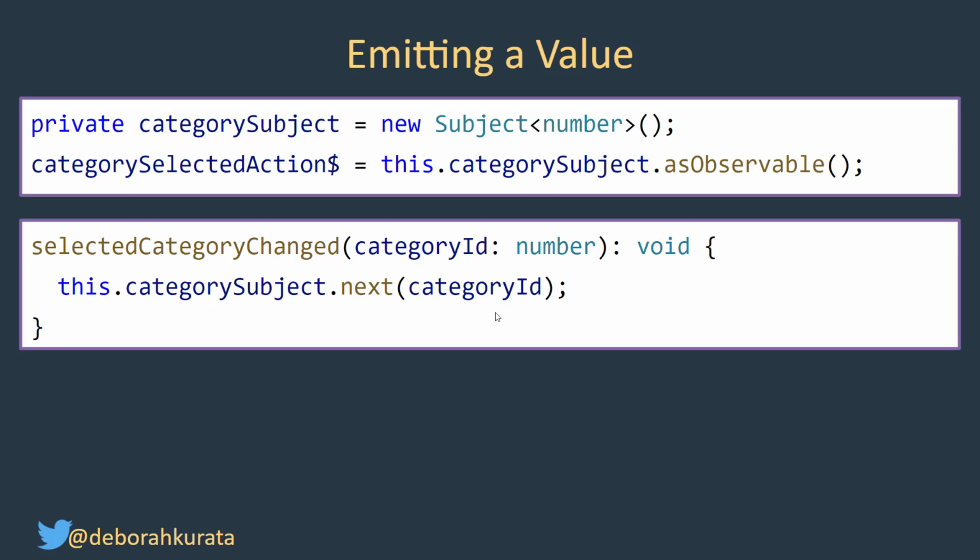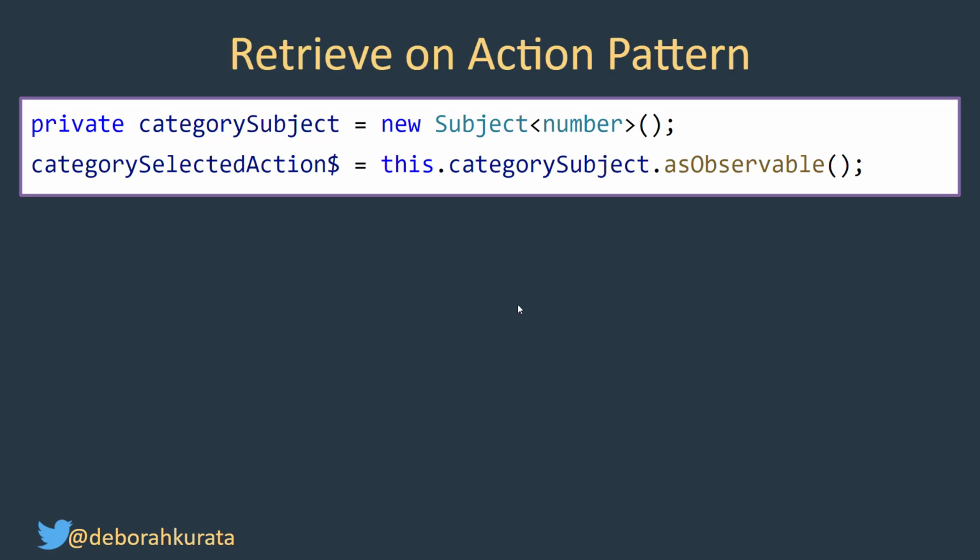So here we're nexting in this category. So what we would do is when the user makes a change in the UI, the component would call selected category changed, passing in that category ID. Next would emit that into the stream, and then category selected action would emit it to anyone who has subscribed to that stream.